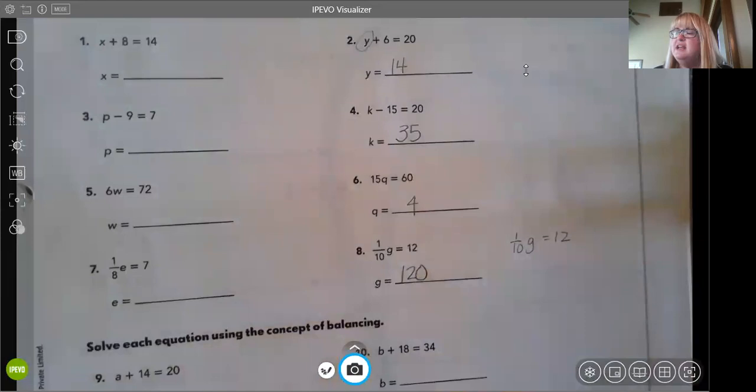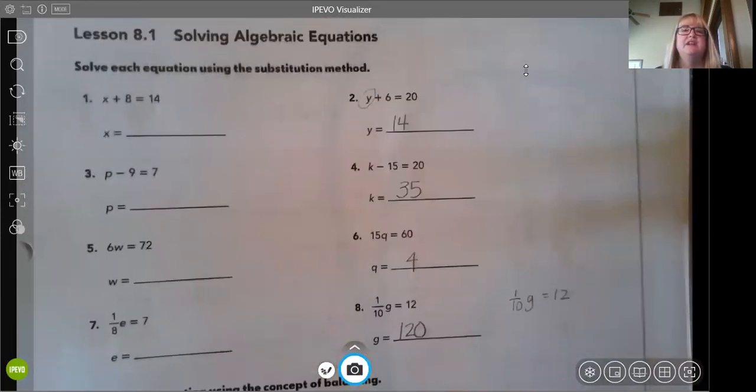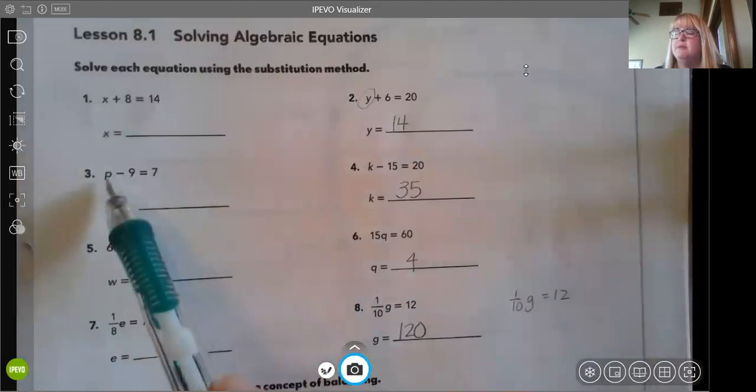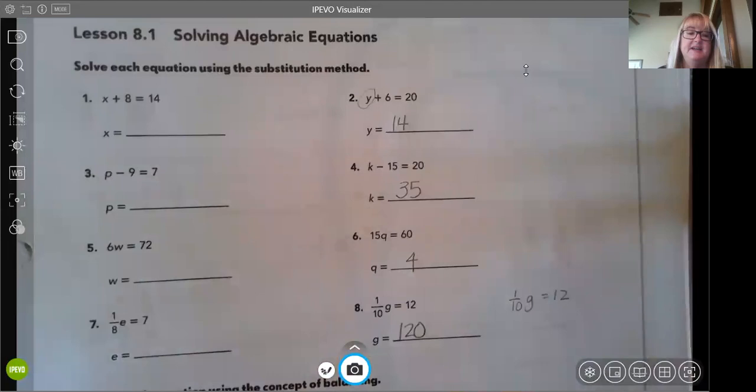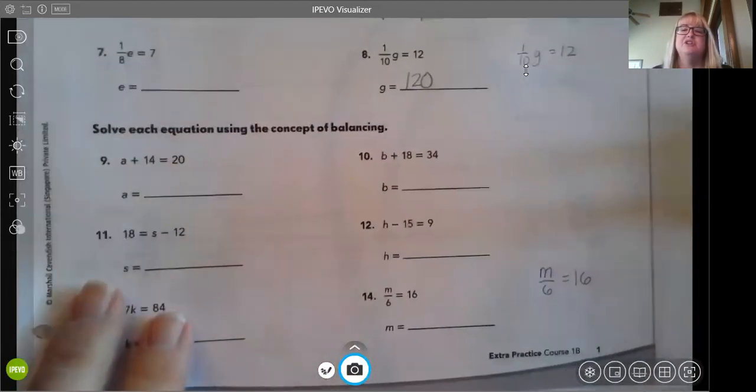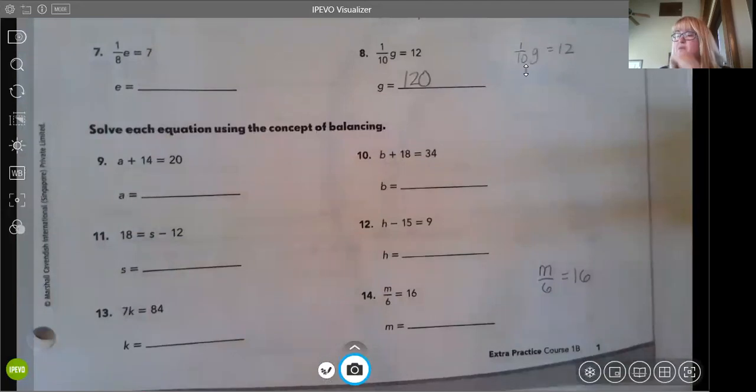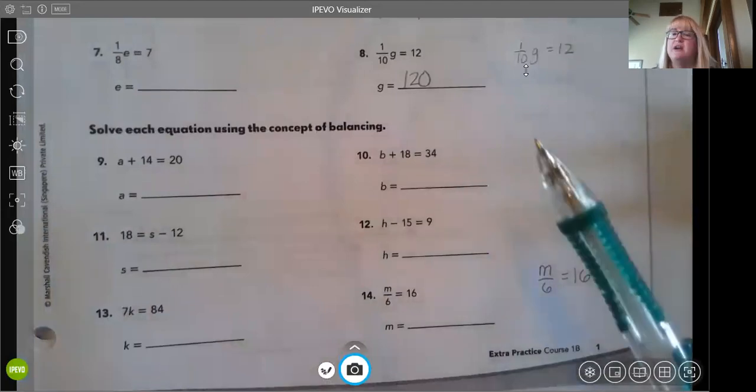All right, so that is part 1, solving using the substitution method. So over here, you would just think, what number can I put in here that will give me the correct answer? All right, the second part says solve each equation using the concept of balancing. And balancing pretty much is what I was doing in bell work to teach how to solve these. And balancing, your goal is to get the variable by itself.